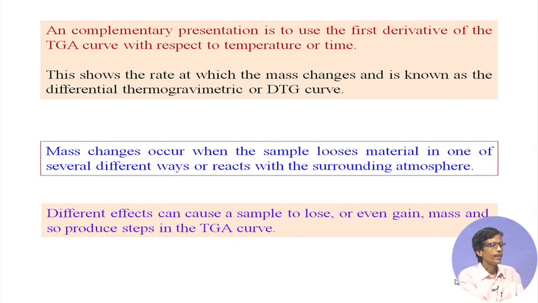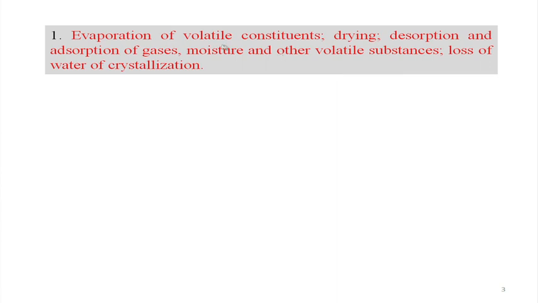So, different effects can cause a sample to lose or even gain mass, and so produce steps in the TGA curve. The stepwise change we see in the TGA curve is due to the corresponding loss in weight, or in the opposite direction, the corresponding gain in weight. So, how do we do all these things? What are the different processes or pathways for a particular sample? Basically, we have the evaporation of volatile constituents, while we dry.